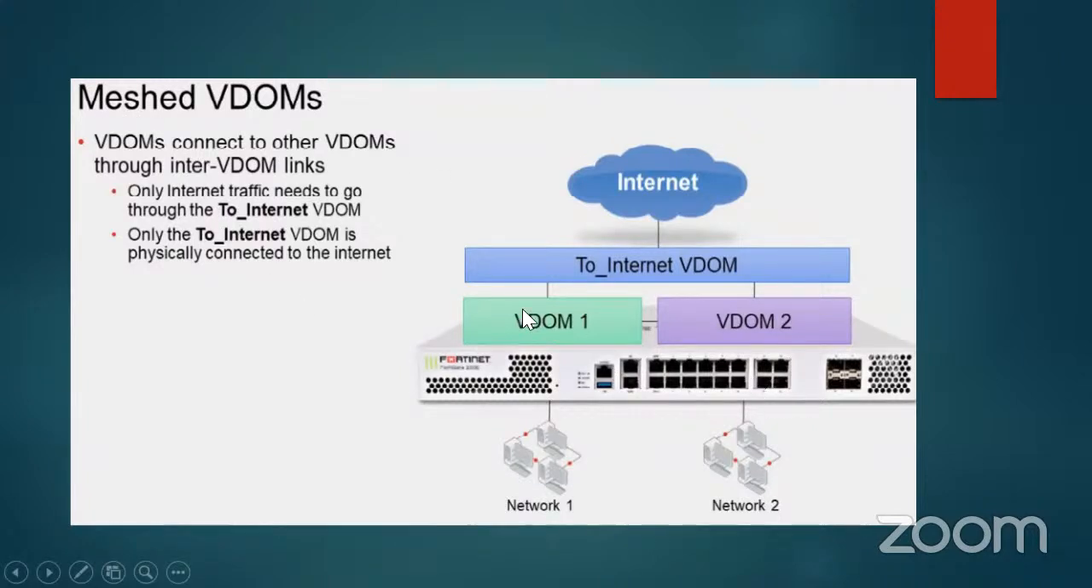Coming to the mesh VDOM. So what is a mesh VDOM? VDOMs connect to other VDOMs through inter-VDOM links. Only internet traffic needs to go through to the internet VDOM. Only the internet VDOM is physically connected to the internet. So what is happening here? There are two VDOMs, VDOM 1 and VDOM 2. Only one VDOM has the internet access. The other VDOM just has access for the internal users.